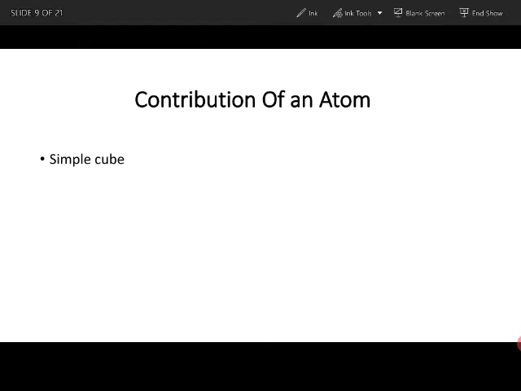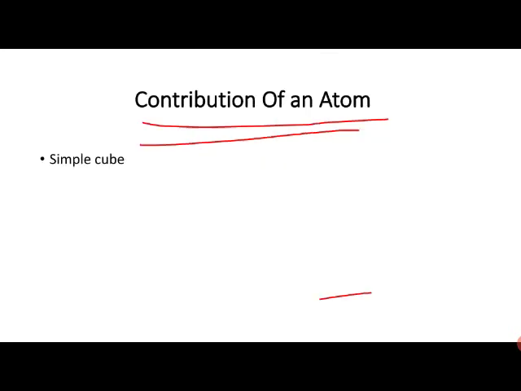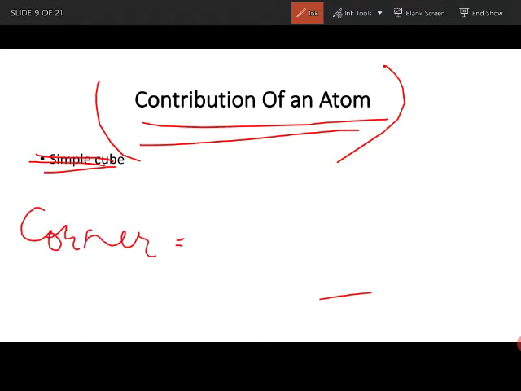Now let's understand what is the contribution of an atom. First of all, we will learn about the atom at the corner, in a simple cube. Suppose an atom is present at the corner, then what will be its contribution? It means how many unit cells it can touch. This is the general idea.